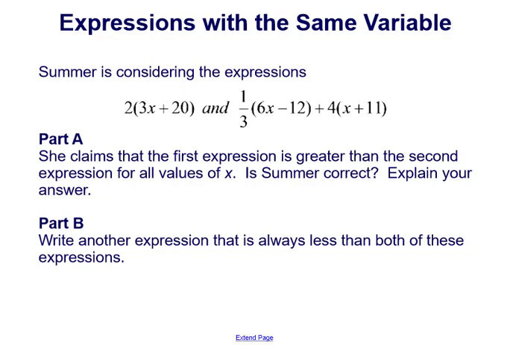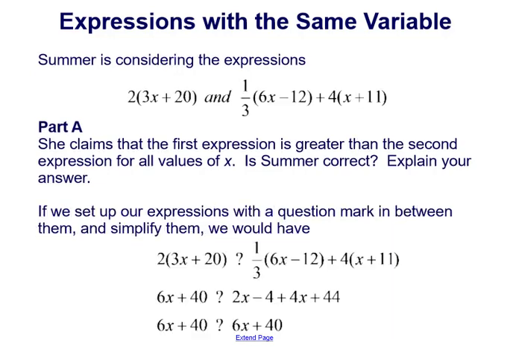So now we have an example where Summer is considering the expressions of 2 times the quantity of 3x plus 20 and 1/3 times the quantity of 6x minus 12 plus 4 times the quantity of x plus 11. There are 2 parts to this question. Part A is that Summer claims that the first expression is greater than the second expression for all values of x. So we want to see, is Summer correct, and explain your answer.